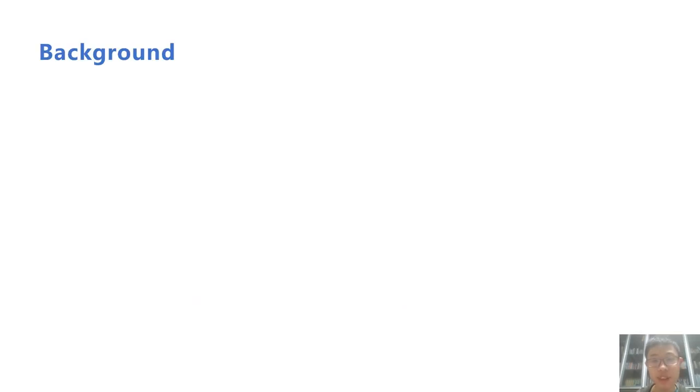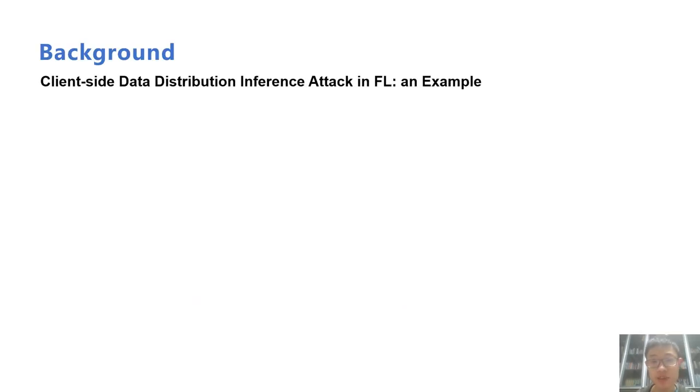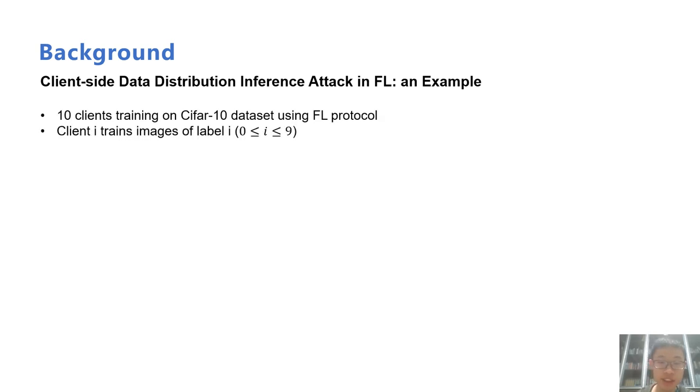This is the background of the paper. I will introduce client-side data distribution and inference attack in federated learning using an example of training on a 710 dataset. Suppose we have 10 clients training on 710 and client i trains on images of label i.